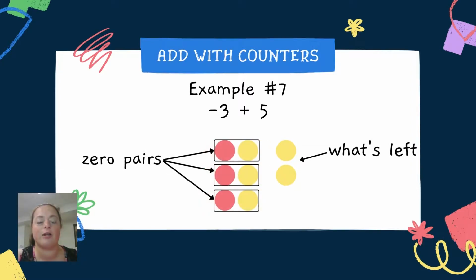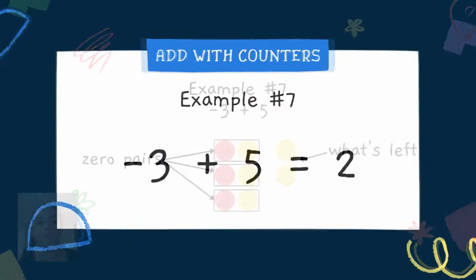If we rearrange the counters a little bit and we end up putting a yellow with a red counter, that ends up being what's called a 0 pair, because negative 1 plus 1 pretty much cancels each other out and makes 0. So when we put the 0 pairs together, we end up with 2 yellow counters left. 3 of the red counters and 3 of the yellow counters turned into 0. They basically canceled each other out. And what was left was the 2 yellow counters. So negative 3 plus 5 equals positive 2.